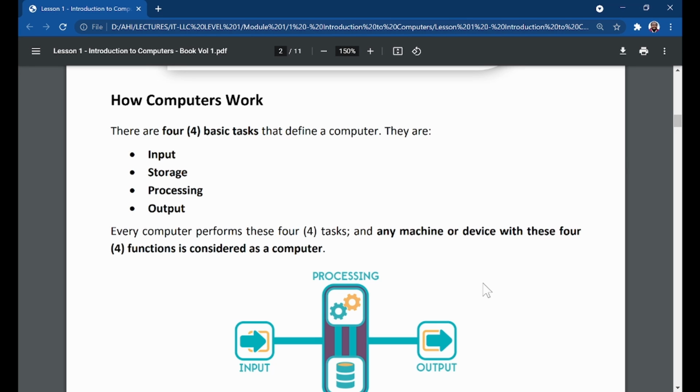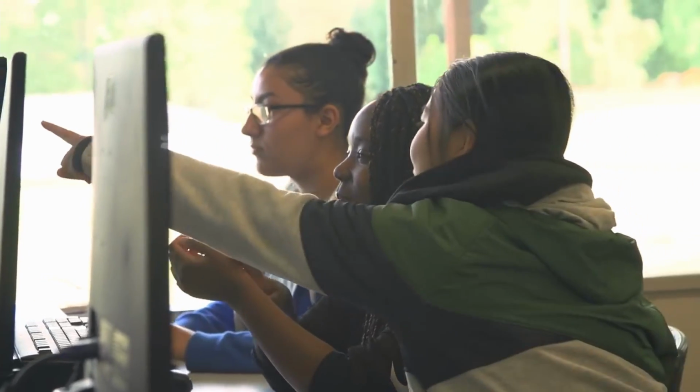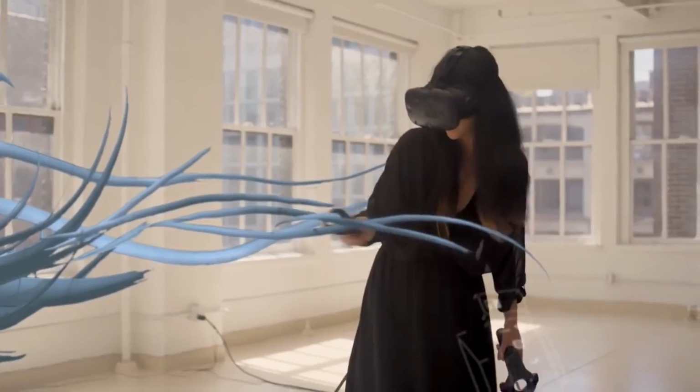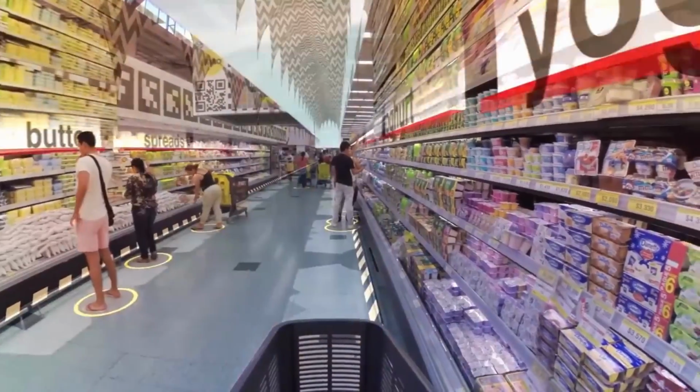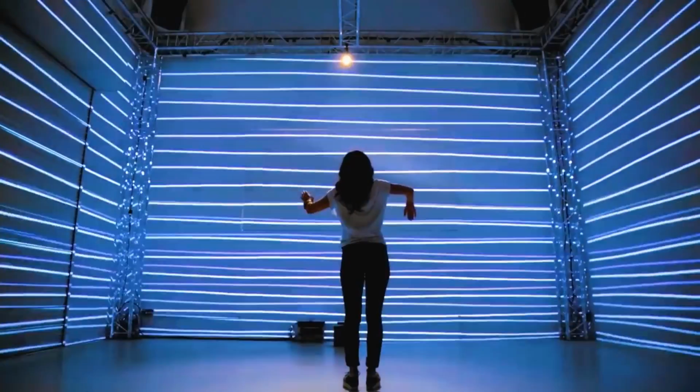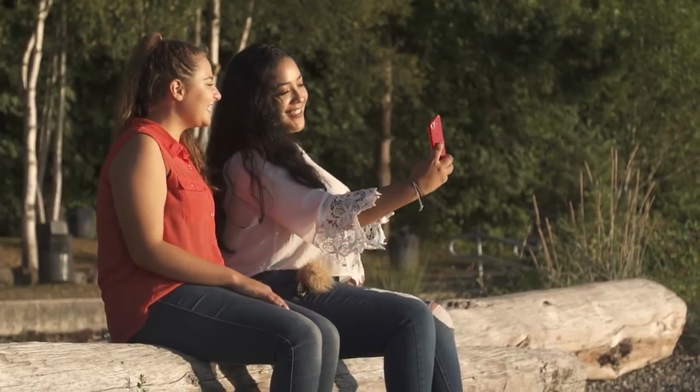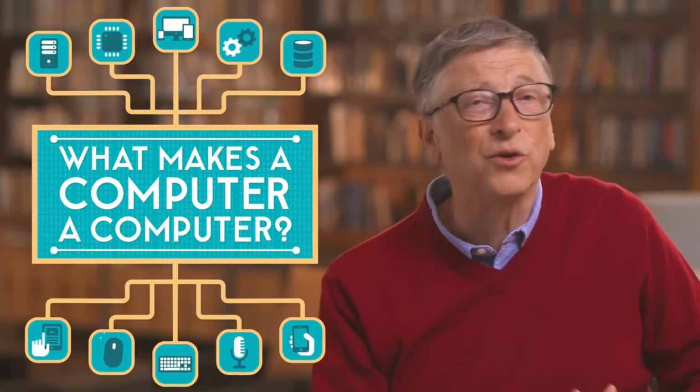Everywhere you look, computers are changing the world. Whether they're on our desktops, in our homes, our pockets, or just about anywhere else. But while most of us use this revolutionary technology daily, we don't often ask, how do computers work? In this series, you're going to learn how computers really work, starting with what makes a computer a computer.